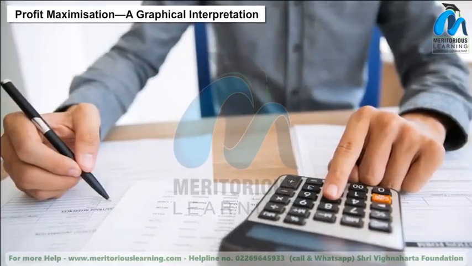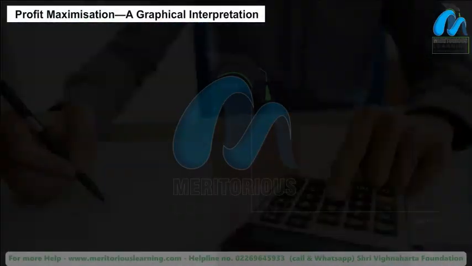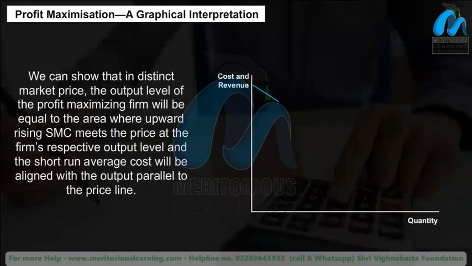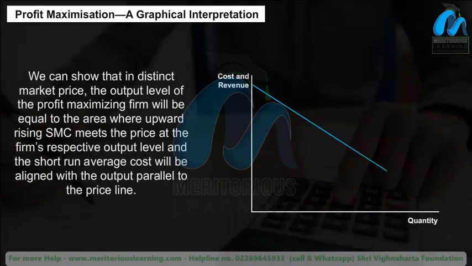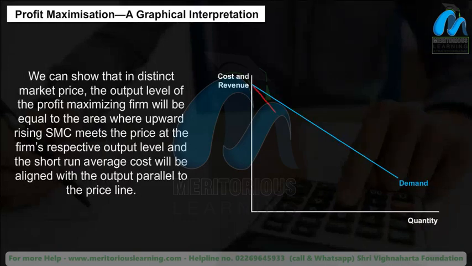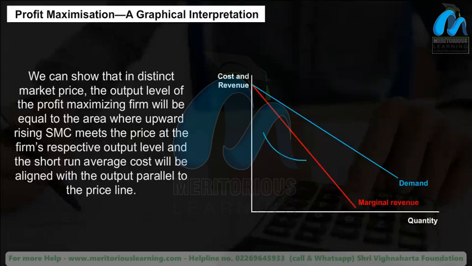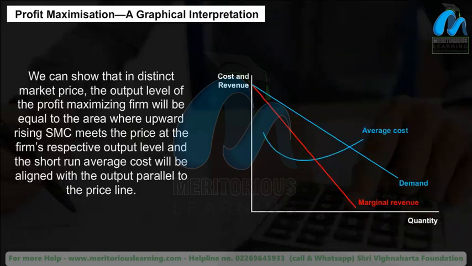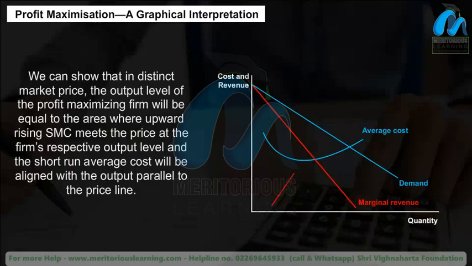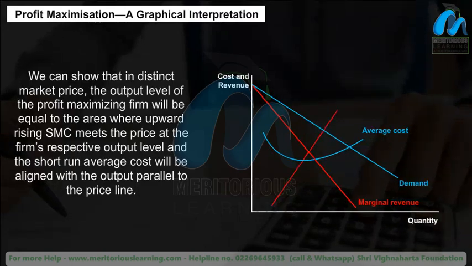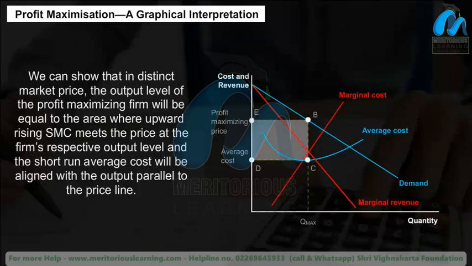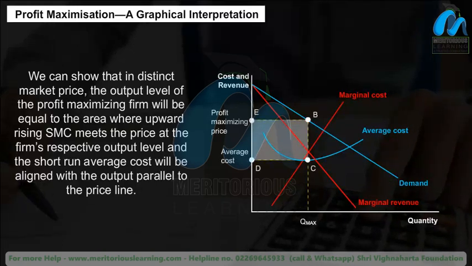Profit maximization, a graphical interpretation. We can show that in a given marketplace, the output level of the profit-maximizing firm will be equal to the point where the upward rising SMC meets the price at the firm's respective output level, and the short-run average cost will be aligned with the output parallel to the price line.